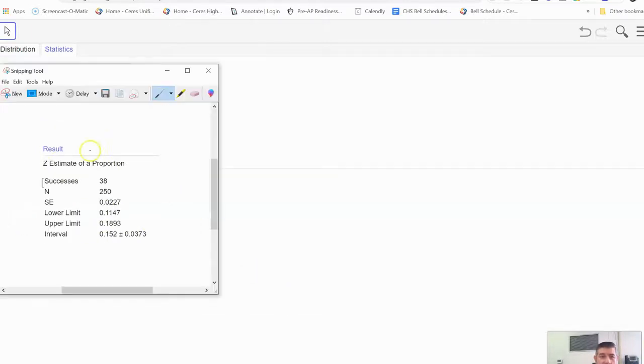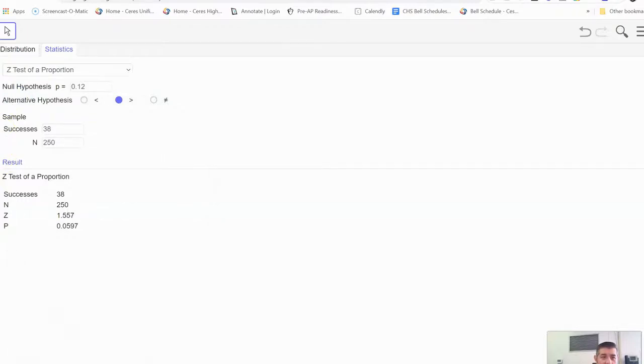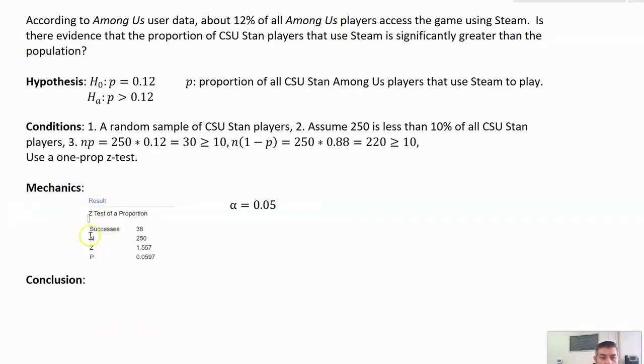All right, so I'm going to go ahead and cut and paste that into my document so that I can have it there. So we're going to cut and paste this guy in here, and we've got all our stuff that we need. We have our z-score, which is 1.557, and we've got our p-value, which is 0.0597.